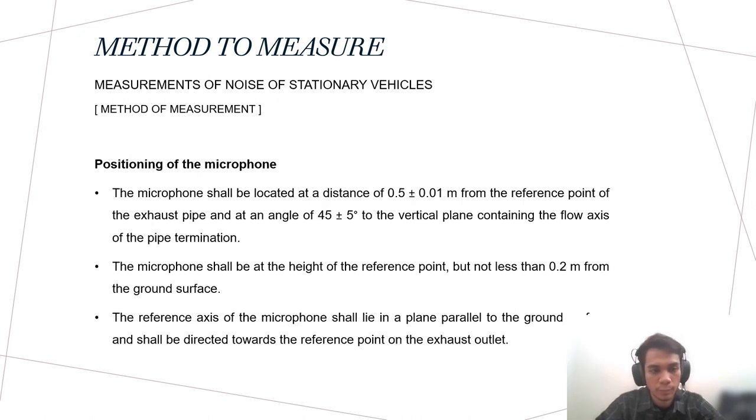So the positioning of the microphone. The microphone shall be located at a distance of 0.5 plus or minus 0.01 meter from the reference point of the exhaust pipe and at an angle of 45 plus or minus 5 degrees to the vertical plane containing the flow axis of the pipe termination. The microphone shall be at the height of the reference point but not less than 0.2 meters from the ground surface. The reference axis of the microphone shall lie in a plane parallel to the ground surface and shall be directed towards the reference point on the exhaust outlet.